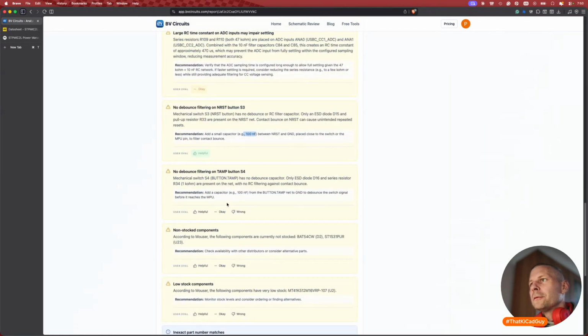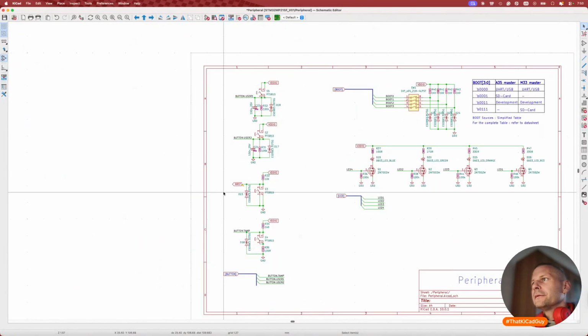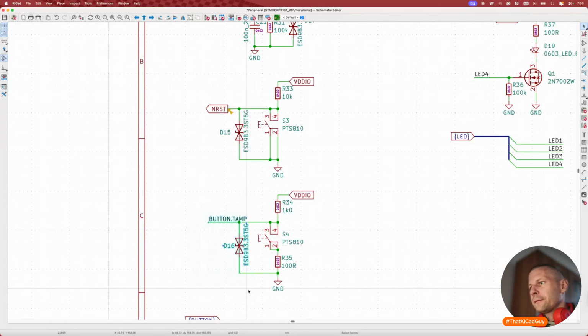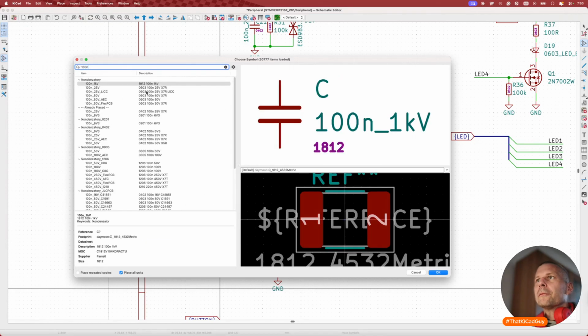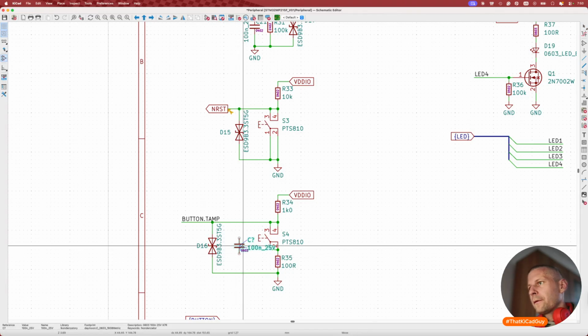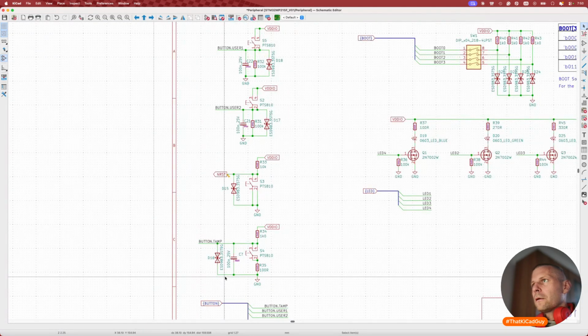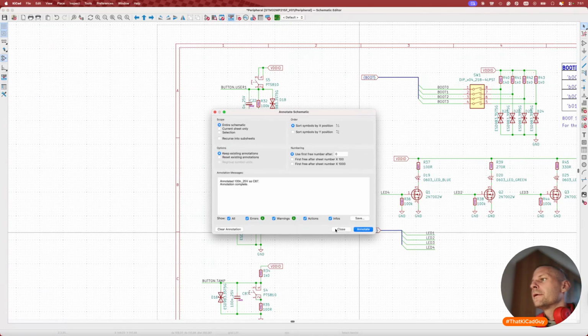No debounce on the temp, yeah, the same issue. Temp is here. Okay. Why not? I can place a cap here. Okay. That's better.